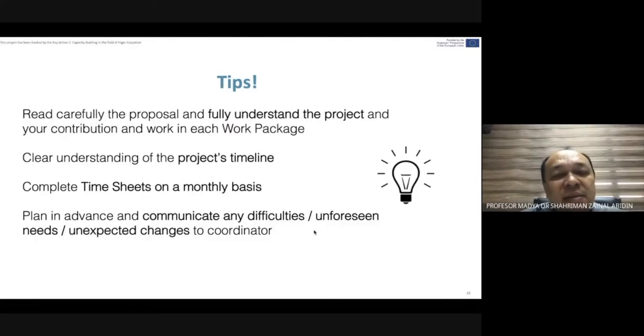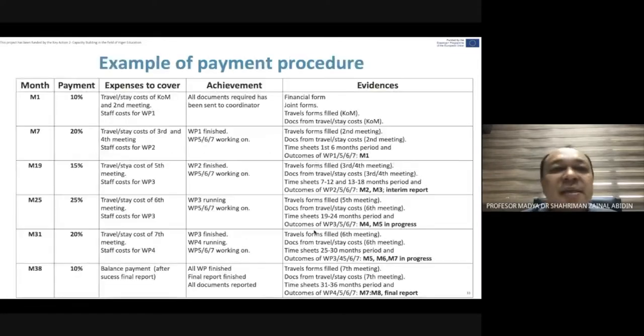Banyak based on trust kan ni kan, partnership agreement tu ada one of the trust punya element. European ni dia memang jaga dari segi trust lah. And read carefully, this is the tip lah: read carefully the proposal and fully understand the project and contribution in and work in each work package, and clearly understand the project timeline, complete timesheet on a monthly basis, plan in advance and communicate any difficulty, unforeseen needs and unexpected change to coordinator kan.